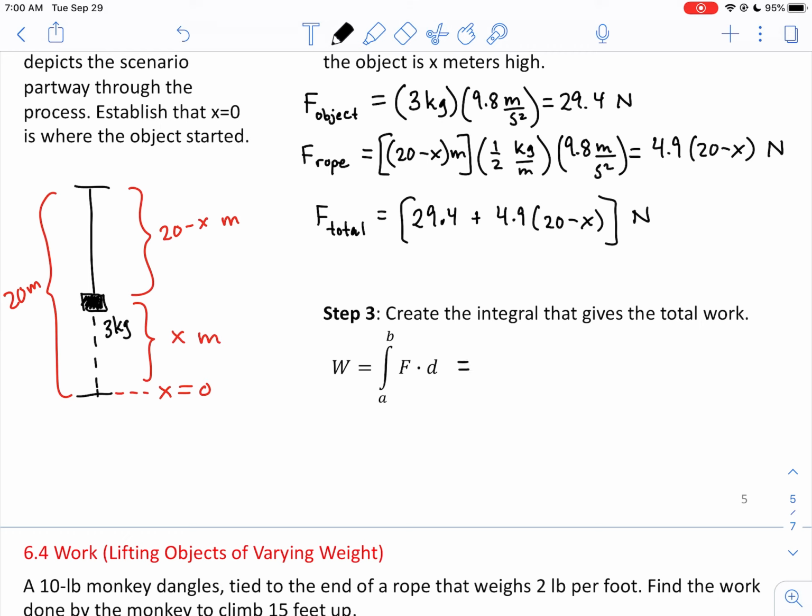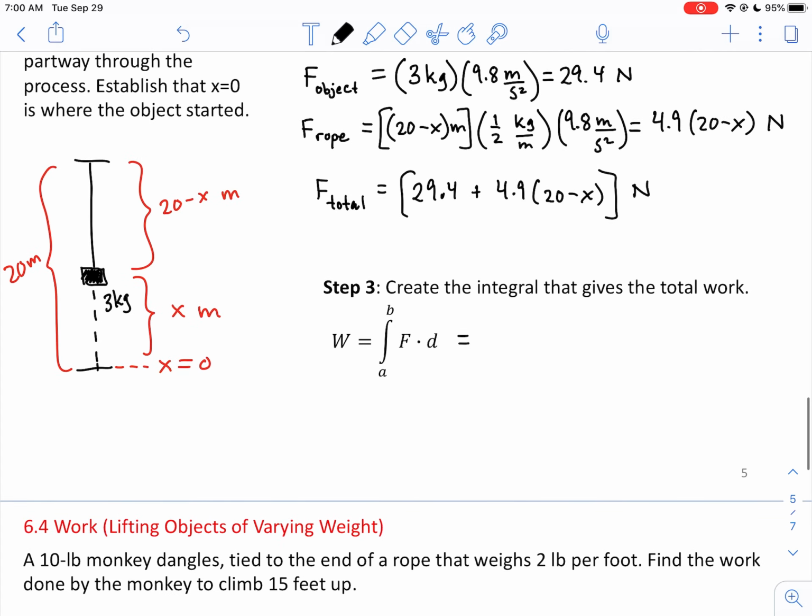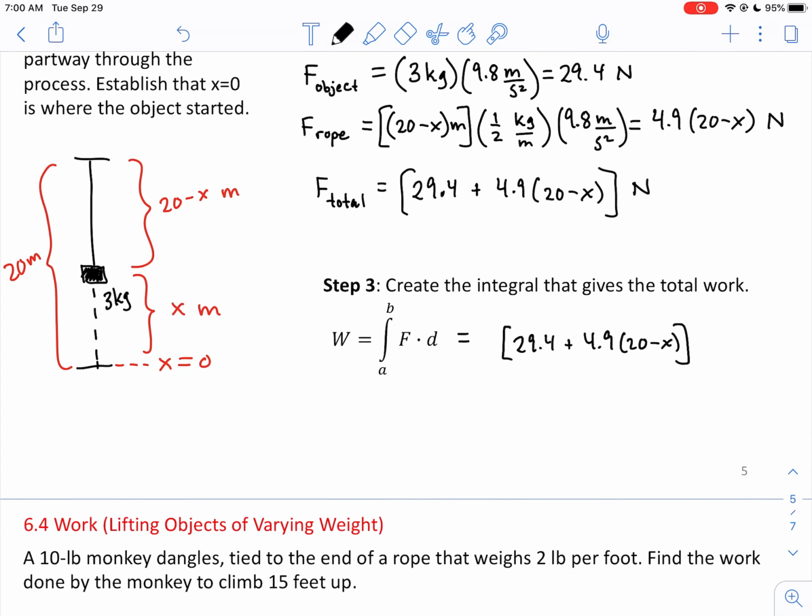So the basic setup of all work integrals is there's a force times a distance. Well, the force is the part that we just wrote. Then we're going to lift the object an incremental amount. The dx is the distance component. This is how much work it is to move one increment. But then we want to add up the work of all the increments to get the total work done to lift the object a total of 20 meters. We're going to start at 0 meters and we're going to finish at 20 meters.